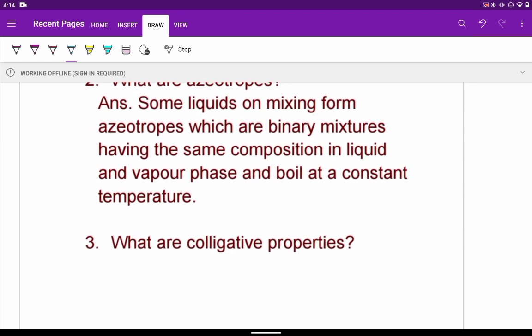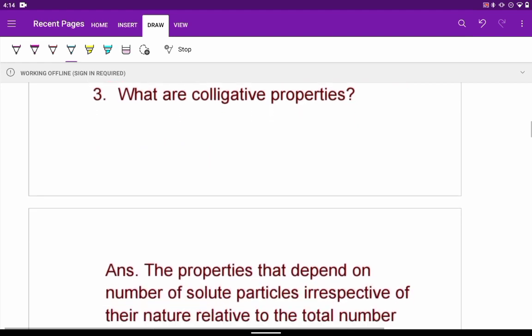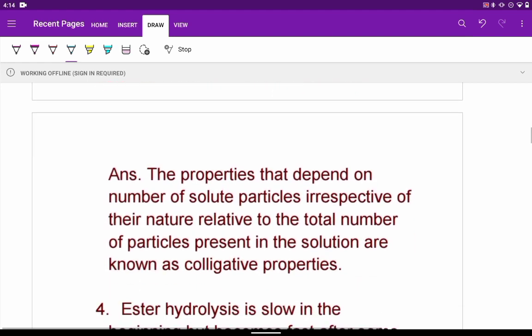Next, colligative properties. What are colligative properties? The properties that depend on number of solute particles, important, number of solute particles irrespective of their nature relative to the total number of particles present in the solution are known as colligative properties. So they are dependent on number of the solute particles present.